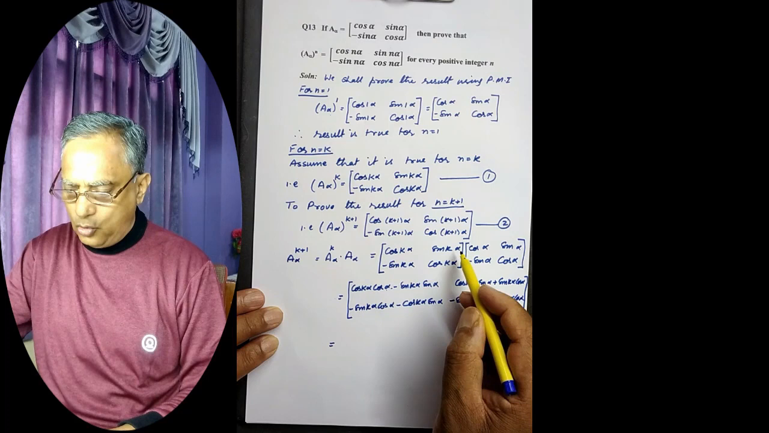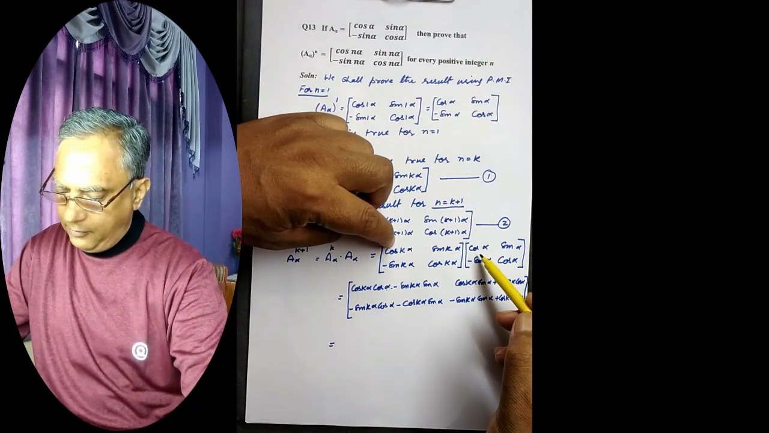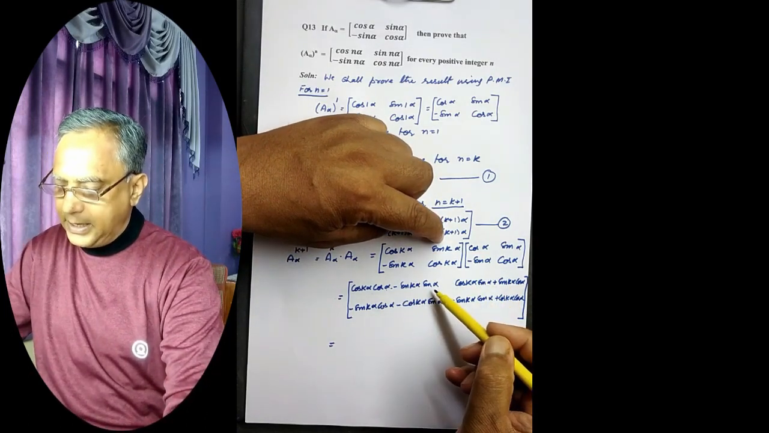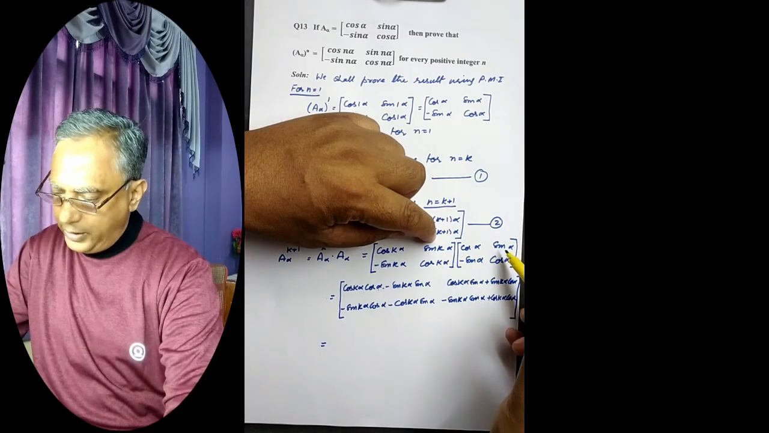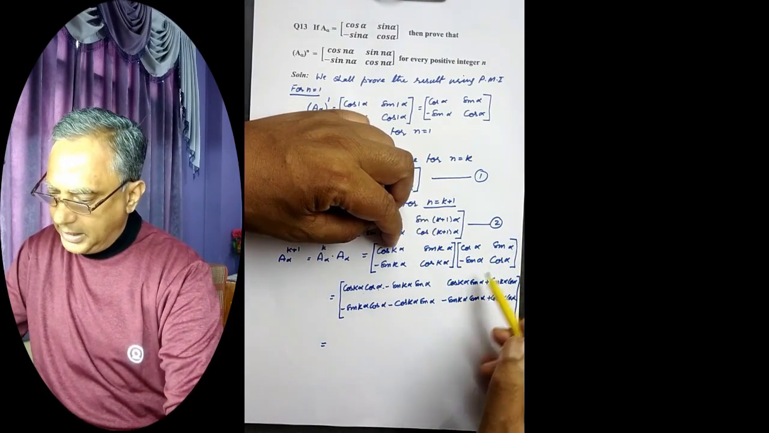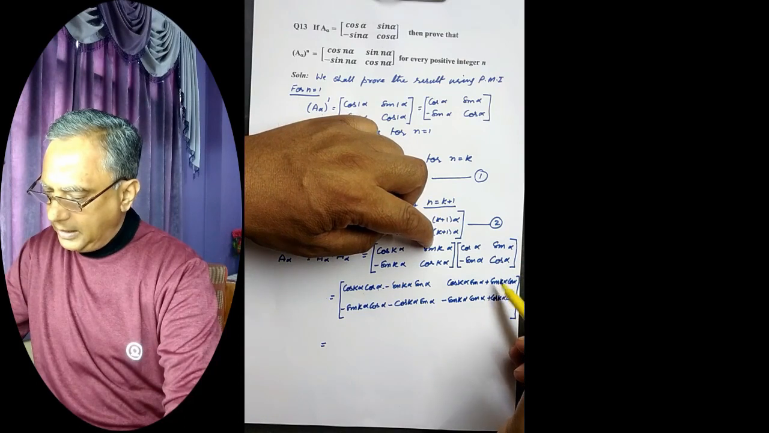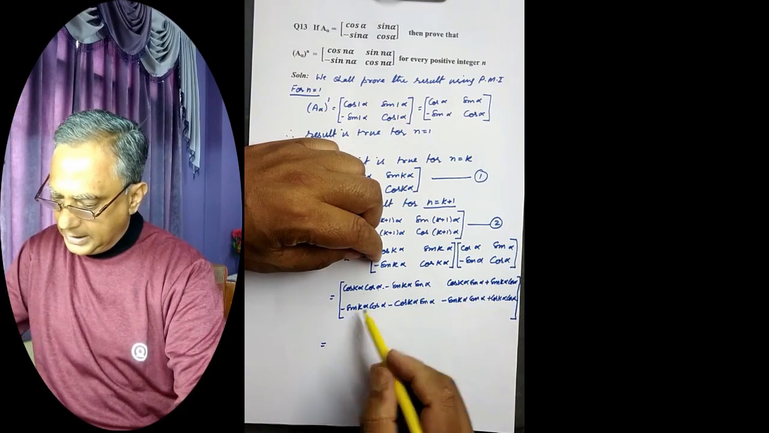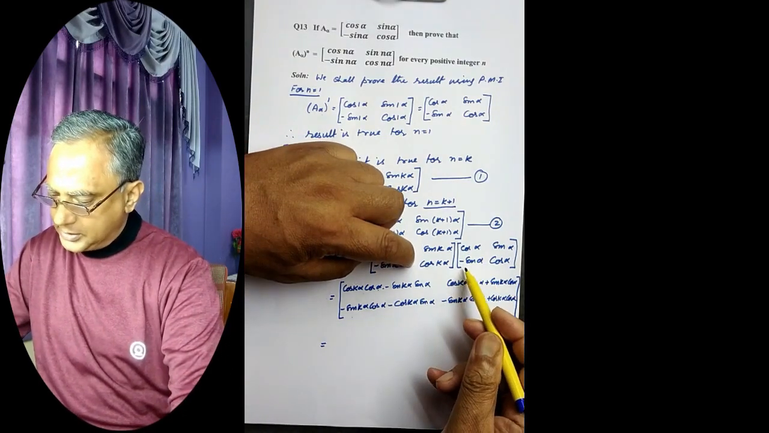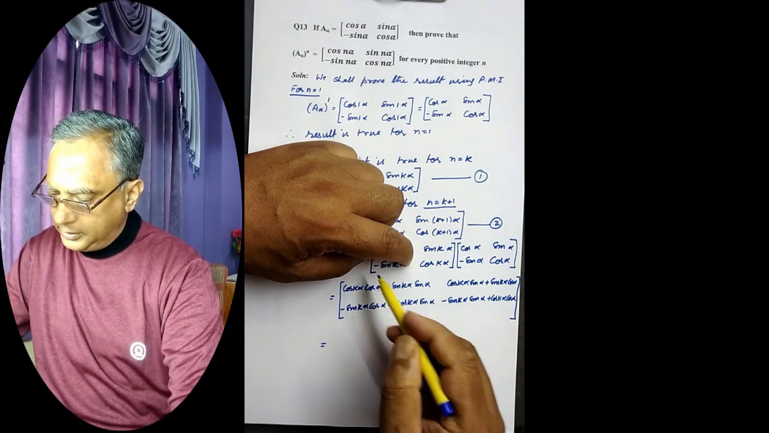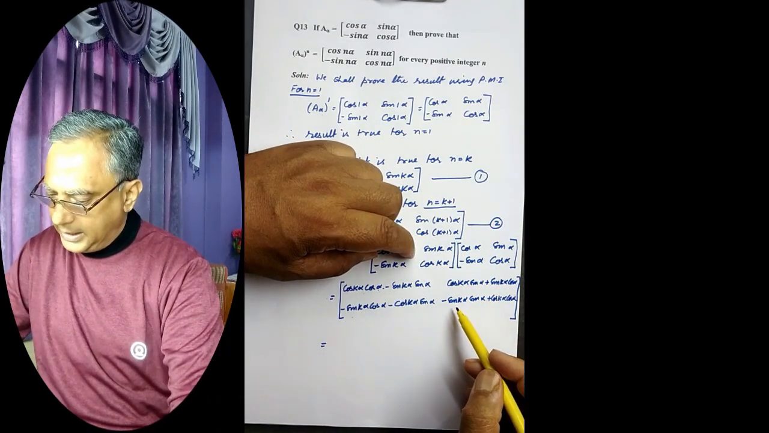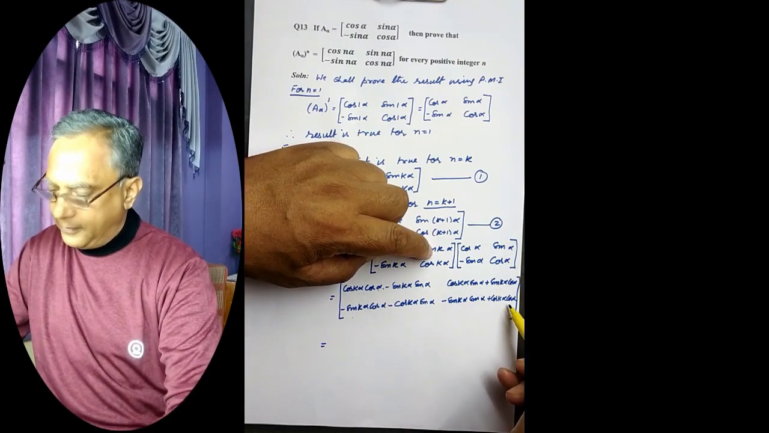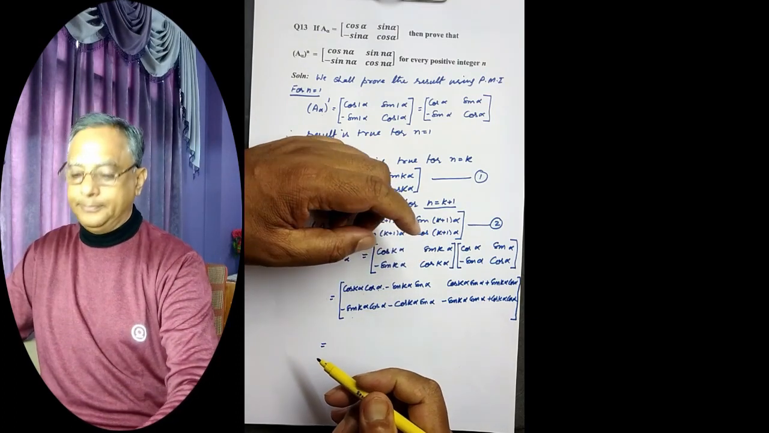When we multiply first row with this, we get cos k alpha cos alpha, minus sin k alpha sin alpha. This row with this column: cos k alpha sin alpha plus sin k alpha cos alpha. Now this row with this: minus sin k alpha cos alpha, minus cos k alpha sin alpha. This with this will give minus sin k alpha sin alpha plus cos k alpha cos alpha.